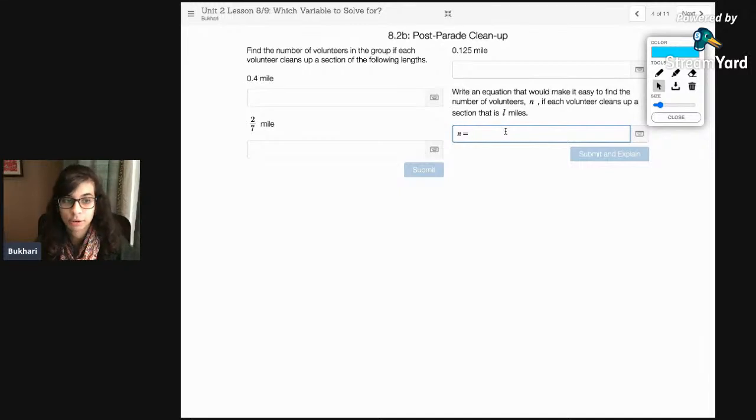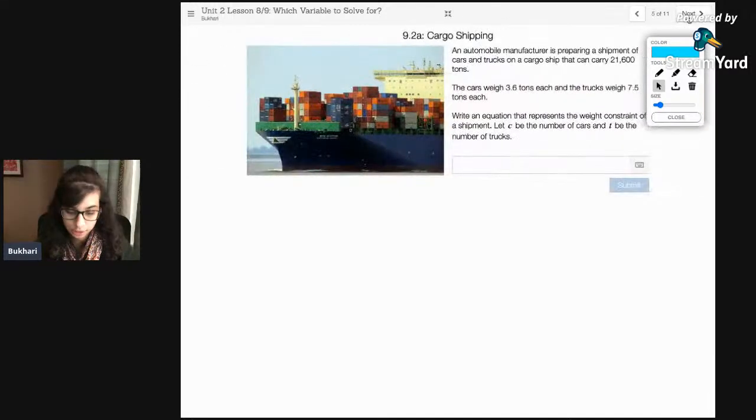Draw a diagram, draw a picture if you need to. And so for the last activity, you're given a cargo shipping problem. An automobile manufacturer is preparing a shipment of cars and trucks on a cargo ship that carries 21,600 total tons. Each car weighs 3.6 tons each, and the trucks weigh 7.5 tons each. Write an equation that represents the weight constraint of the shipment.